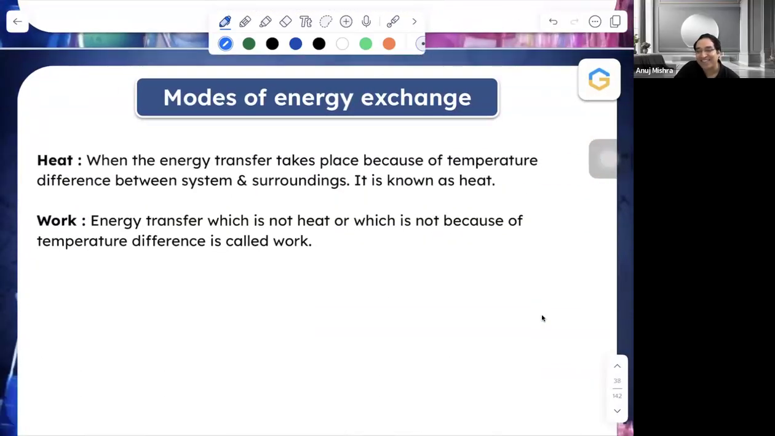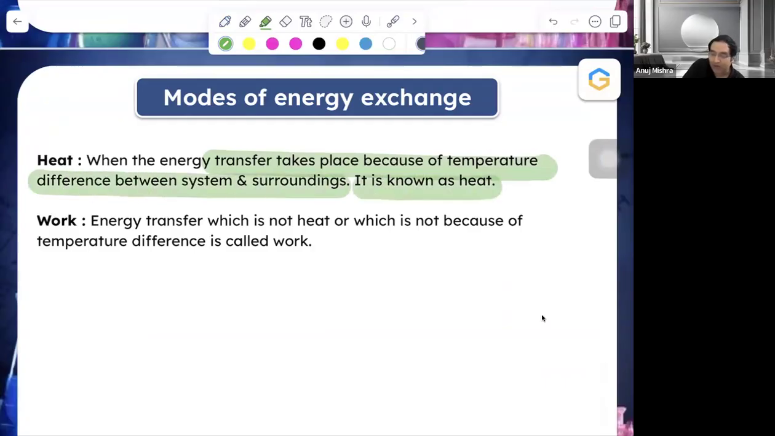ये मत लिखिए प्लीज. Heat is when the energy transfer takes place because of temperature difference between system and surrounding. It is known as heat. Okay. Energy transfer between system and surrounding due to difference in temperature. That is called heat. That flow is called heat basically, right? Heat flow हो गया. It will be from hot to cold.